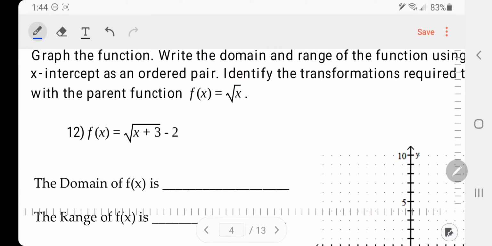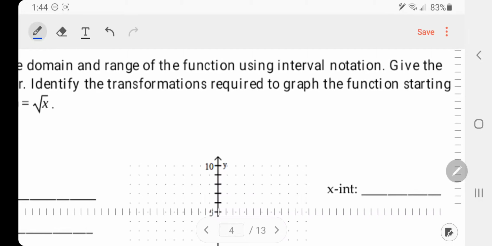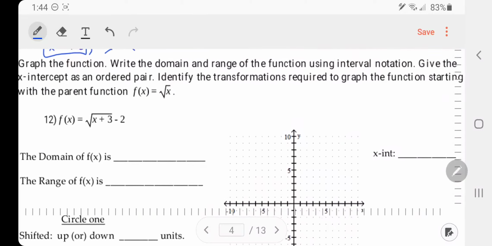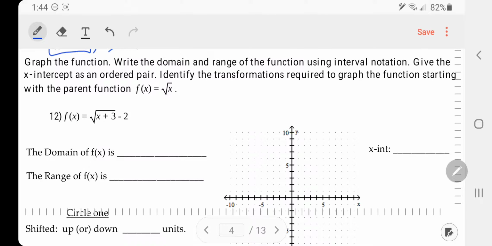Next problem, number 12. Graph the function. Write the domain and range using interval notation. Let's see if I can shrink that down some. There we go. Give the x-intercept as an ordered pair. Identify the transformations. Blah, blah, blah.